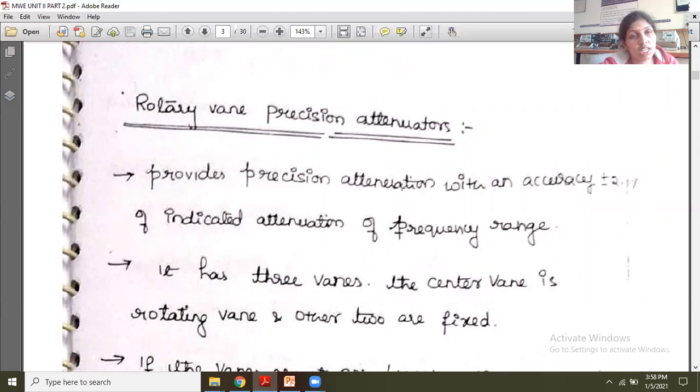Now coming to the third type of attenuator, the rotary vane precision attenuator. If you want 12 dB or 13 dB attenuation, whereas the variable attenuator can provide only 10 dB, 20 dB, 30 dB, this rotary vane precision attenuator can provide 12 dB, 13 dB, 13.5 dB in such a manner. It provides precision attenuation with an accuracy of plus or minus 2.1%.